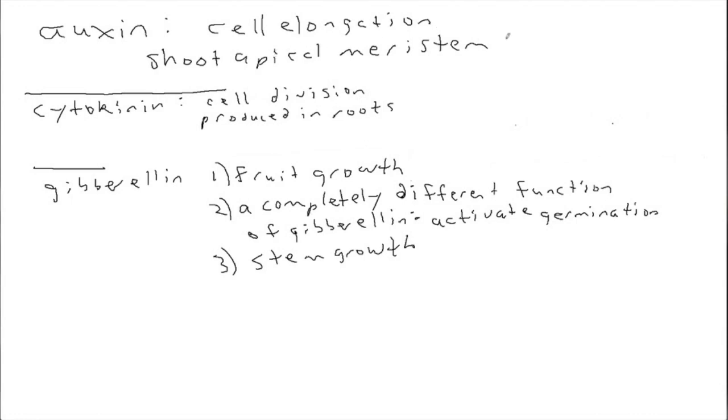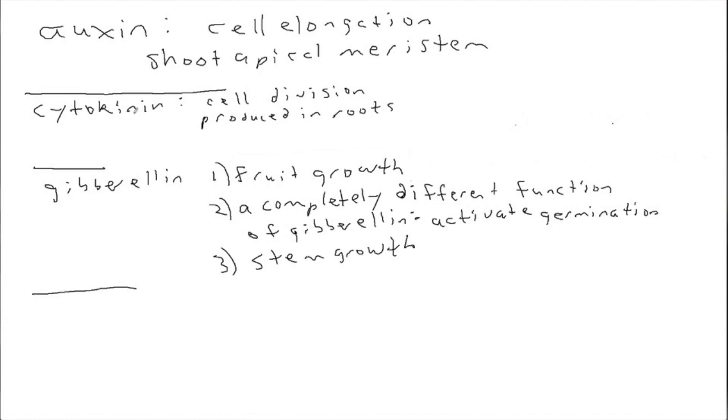And then where is cytokinin produced, at the top or the bottom of the plant? The bottom. Okay, so that's a contrast that might be tested. The auxin is produced at the top of the plant, and cytokinin is largely produced at the bottom of the plant. Okay, so that's something that we didn't talk about before.